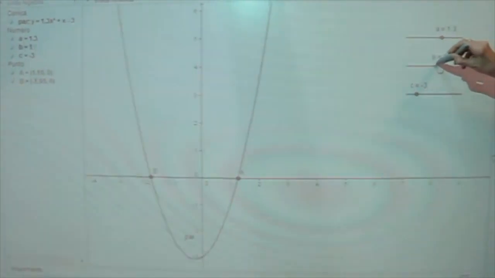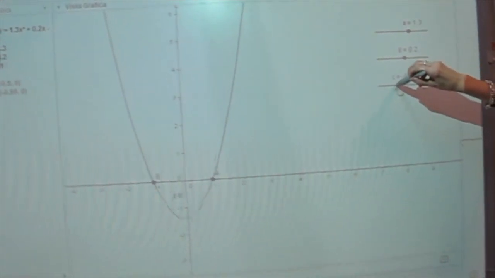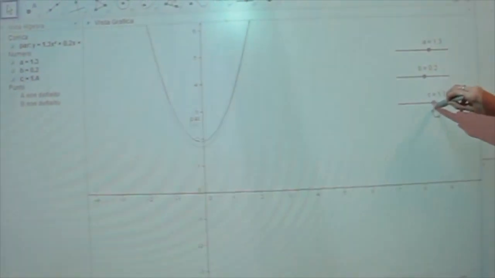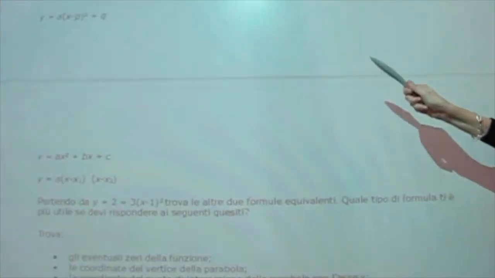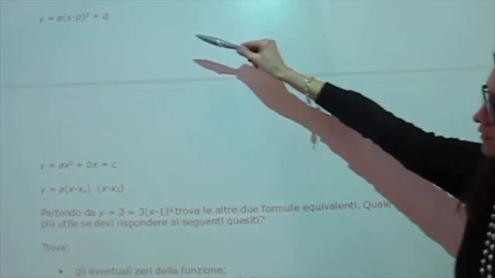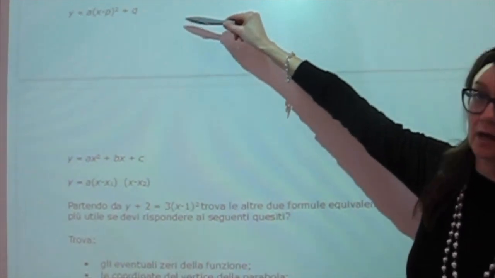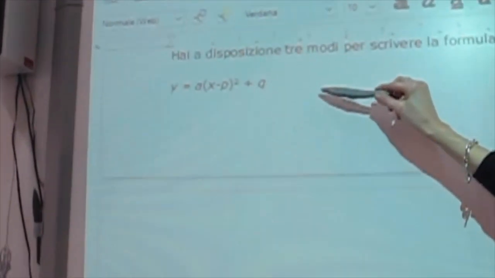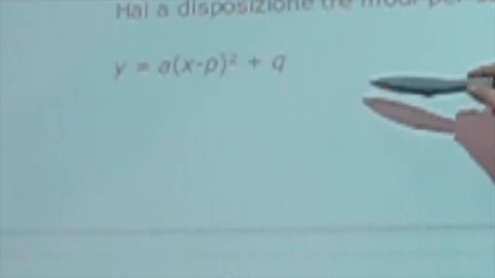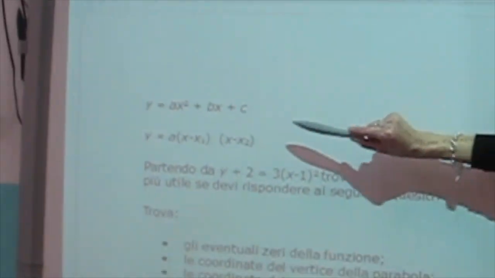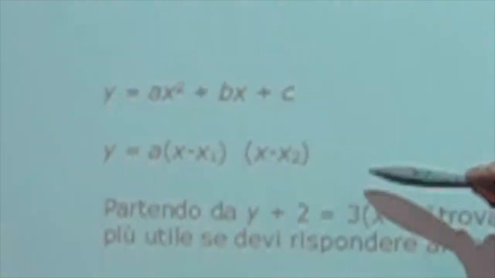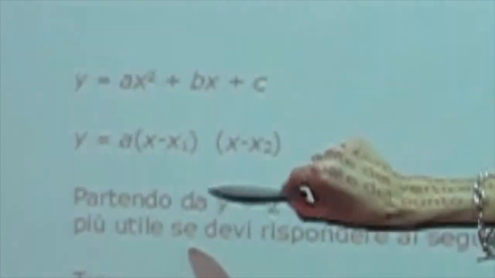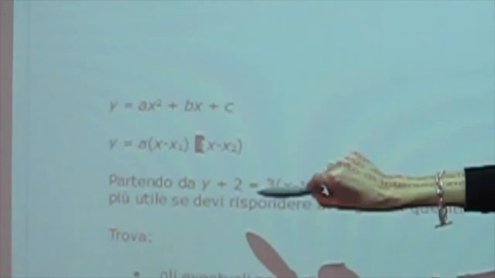Thanks to the formula y equals a, open bracket, x minus p, close bracket, to the power of 2 plus q, the vertex is identified. Thanks to the formula y equals ax squared plus bx plus c, we find the intersection with the axis of the ordinates. With the formula y equals a, open bracket, x minus x1, close bracket, open bracket, x minus x2, close bracket, we find x1 and x2, the function zeros.